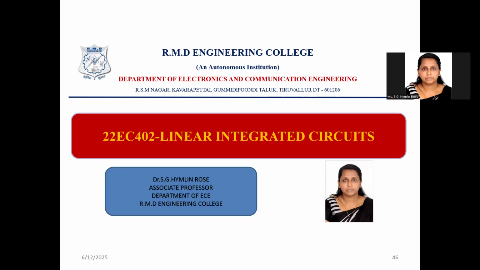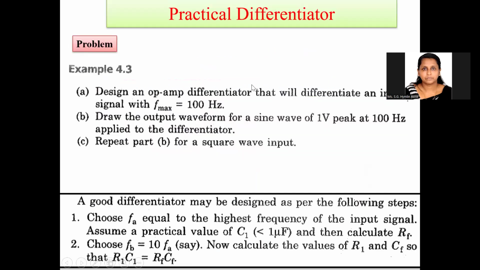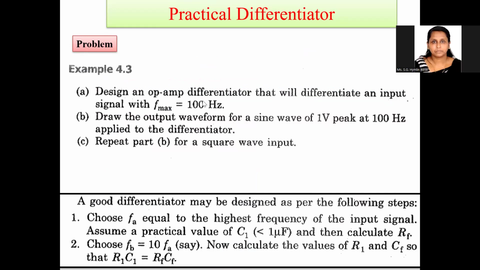Good day to all. Today we will discuss a problem on a differentiator circuit in the subject Linear Integrated Circuits. You are asked to design an operational amplifier differentiator that will differentiate an input signal with f max equal to 100 hertz. The second part is to draw the output waveform for a sine wave of 1 volt peak at 100 hertz applied to the differentiator. And the third is to repeat the same for a square wave input.